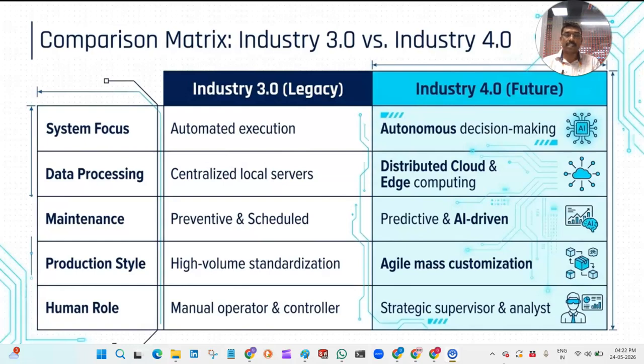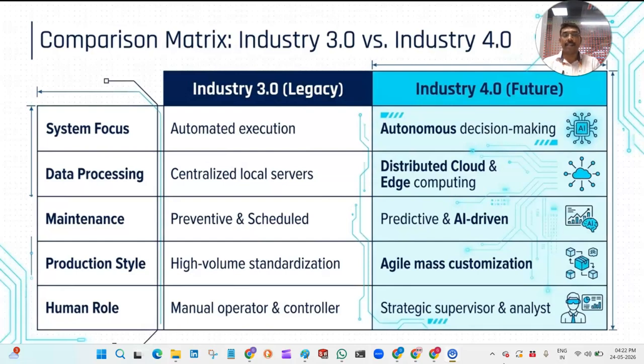Industry 3.0 is very close as compared to the other industrial revolutions 1 and 2. This is going to give you clarity on the components that make the difference between Industry 3.0 and Industry 4.0. With respect to the system focus, Industry 3.0, which is a legacy industrial revolution process, had automation for the execution of any kind of manufacturing activity.